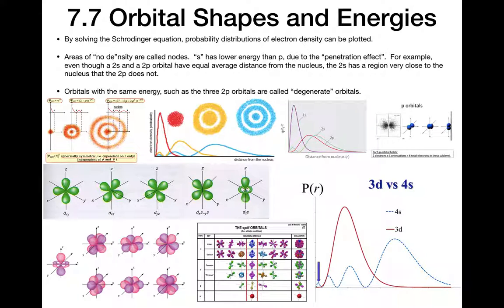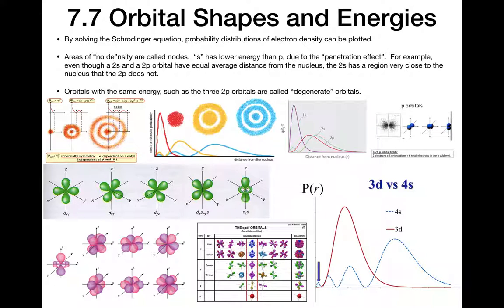In 7.6 we talked about quantum numbers. There are 4 types of quantum numbers that are used to help solve the Schrödinger equation for the quantum model of the atom. The first quantum number n is for energy level. The second quantum number l is for the sublevels s, p, d, and f.